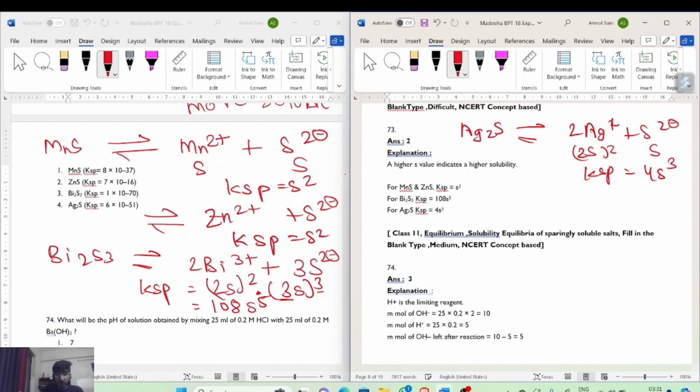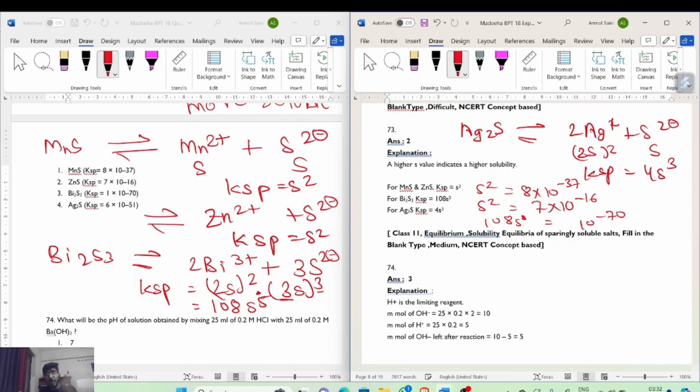Now we can easily calculate the value of s. In the first, we are given Ksp equal to 8 into 10 raised to power minus 37. So s square is equal to 8 into 10 raised to power minus 37. In the second option, s square is equal to 7 into 10 raised to power minus 16. In the third option, 108 s power 5 is equal to 10 raised to power minus 70.